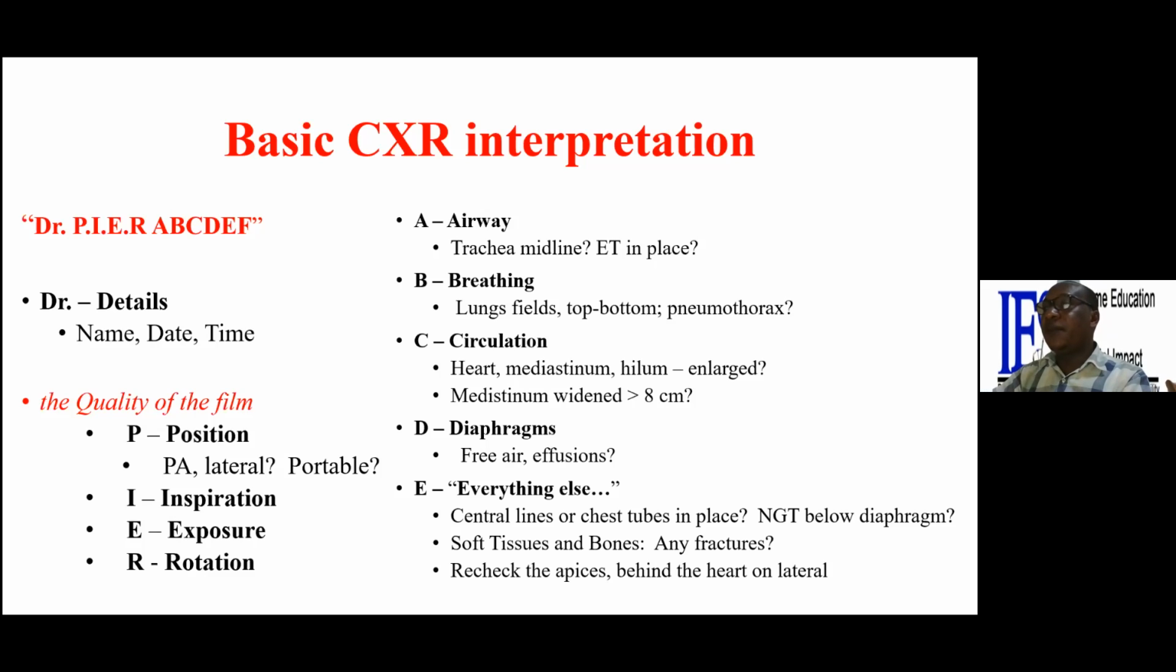This last E stands for everything else. In everything else, I will see the central line, chest tube in place, NG tube, any fracture, and whatever. So at the end of the ABCDE, of course, you add your impression. It means you will make a final decision on the chest X-ray. Is it normal? Is it abnormal? Then you will decide, and after that you will be able to manage your patient.